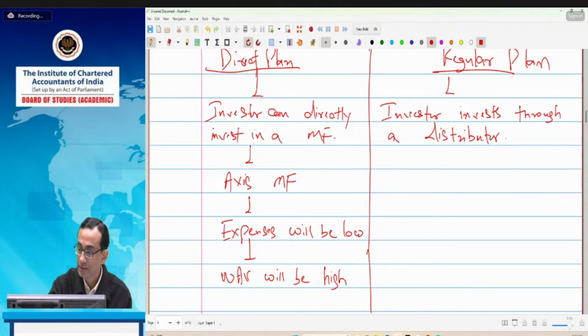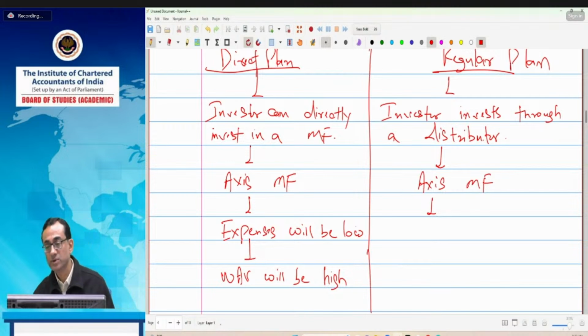It invests in Axis Mutual Fund, but through the distributor. But what is the difference between this direct plan and regular plan? If I want to purchase the Axis Mutual Fund under the direct plan, and my friend wants to purchase the Axis Mutual Fund under the regular plan, what will be the difference? Who will be more benefited on this? The benefit lies in the expense ratio.